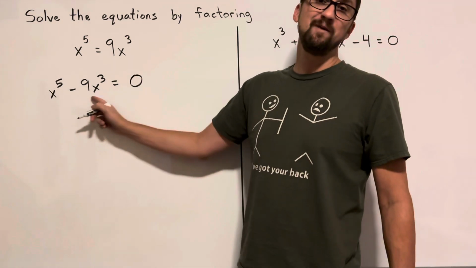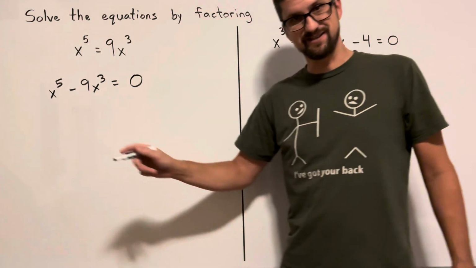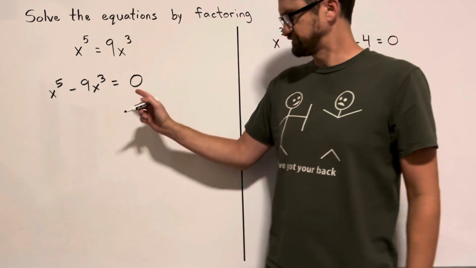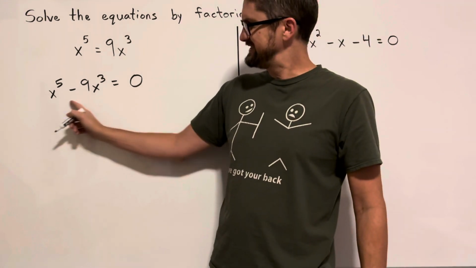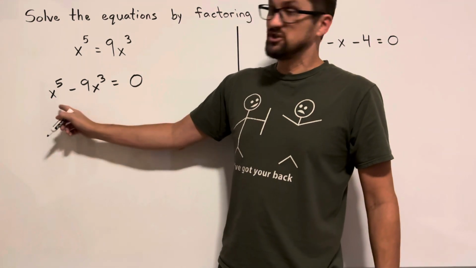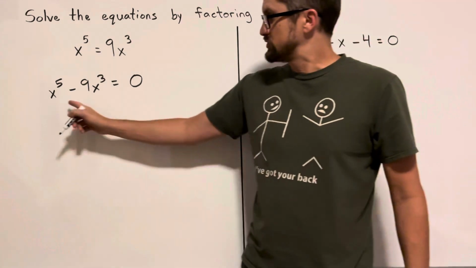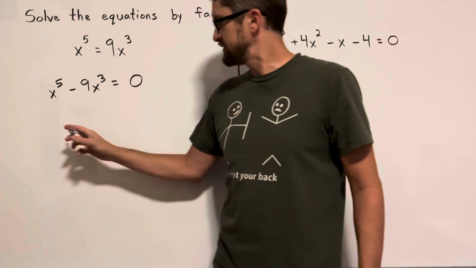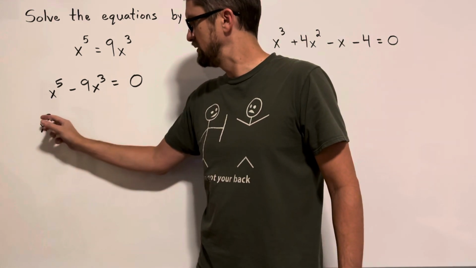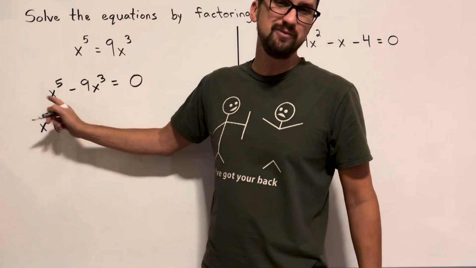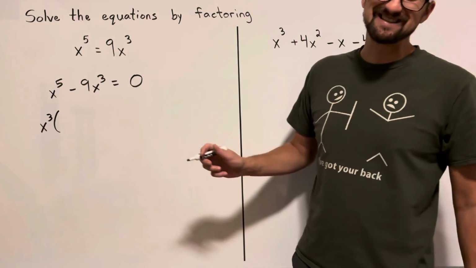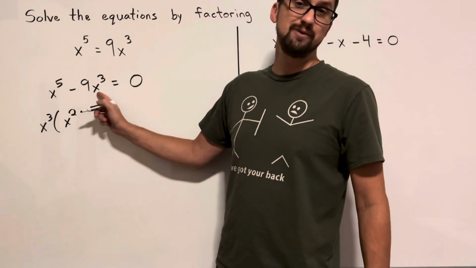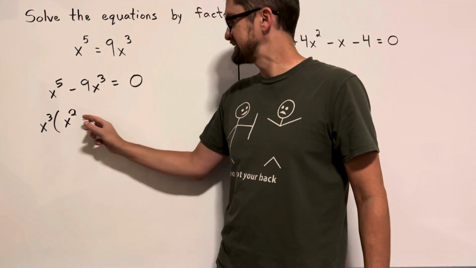Now I want to factor the left-hand side. Factoring is where you write it as factors multiplying each other. Right now you can see that there's a GCF of these two terms. They both have 3 x's in common, so you want to factor out an x cubed. Factoring an x cubed out of x to the 5th leaves you with x squared. And then factoring an x cubed out of the other term just leaves you with a minus 9.